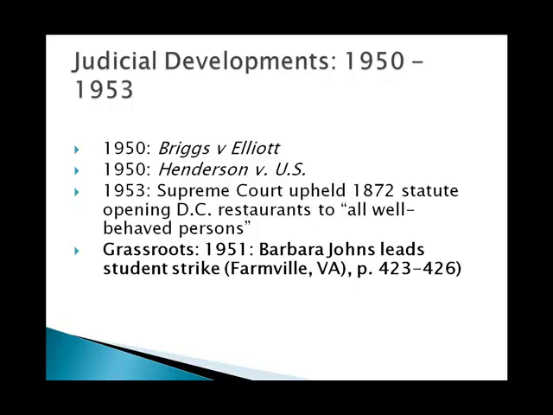At the beginning of chapter 17, they talk about the grassroots activism of a young student by the name of Barbara Johns, as she leads a student strike in Farmville, Virginia. I'd like you to go back and read this again, concentrate on her efforts, and try to get an idea of what exactly we mean by grassroots activism.